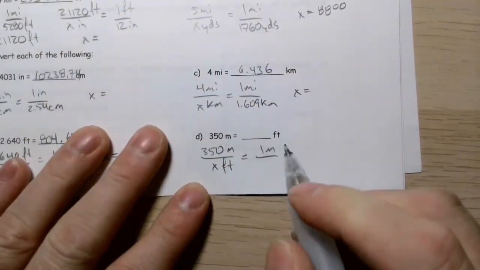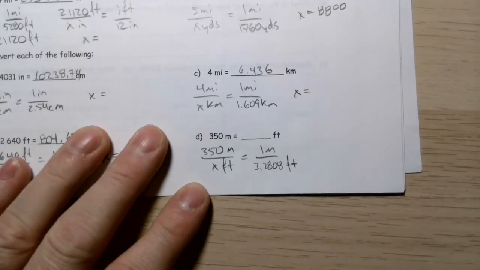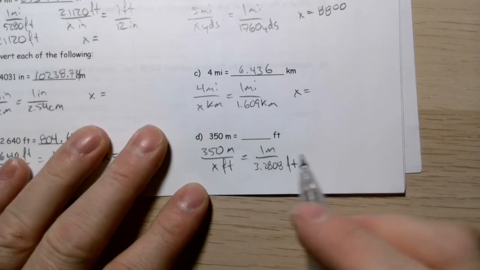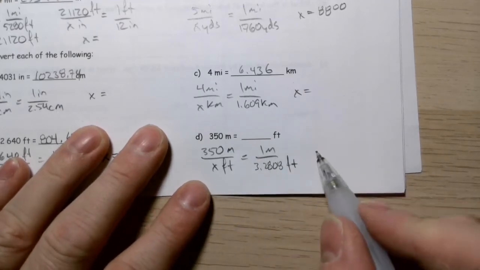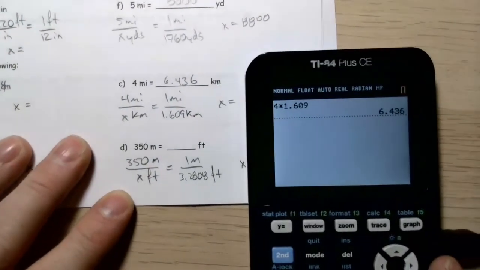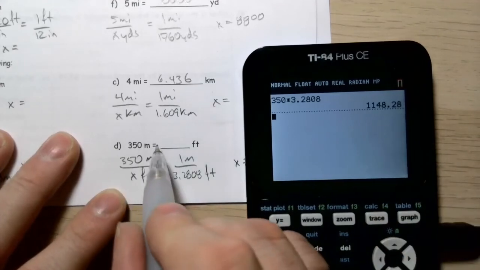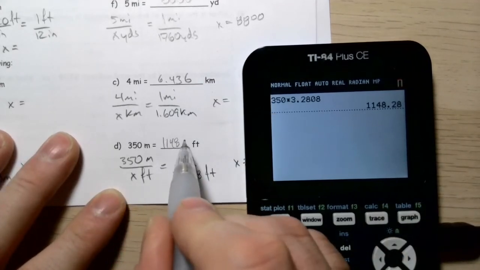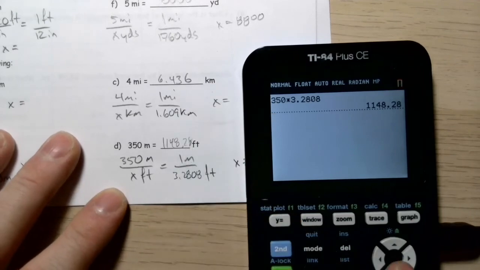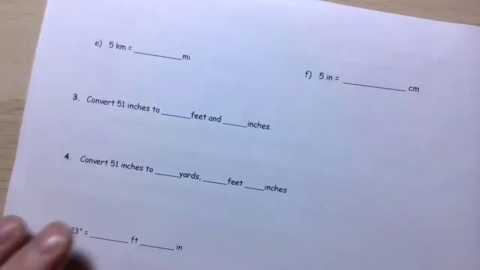1 meter is 3.2808 feet. And what I gain by doing this is when I multiply, I end up multiplying x by 1 here, so I still just get x here, and then I've got 350 multiplied by 3.2808. So 1,148.28 feet. I suppose I could have written them down along the side there. Anyway, we'll keep going here.